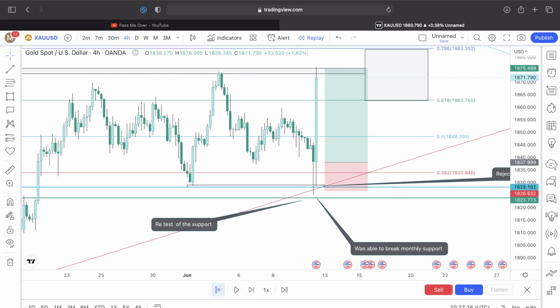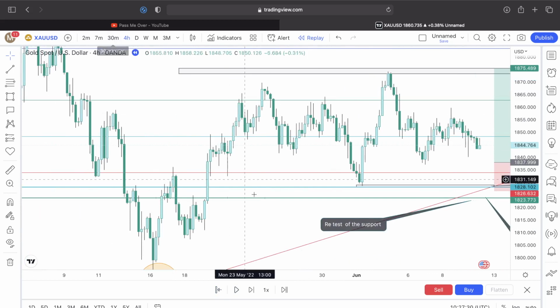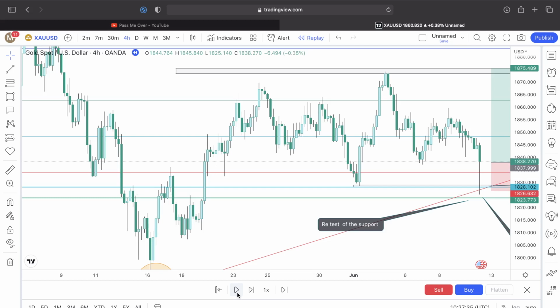Let me just go back to the last move. What we get here, sorry, then we play 1 second. Boom. All right, boom. That was the initial candle. It rejected. Okay, we see this initial candle was not able to.